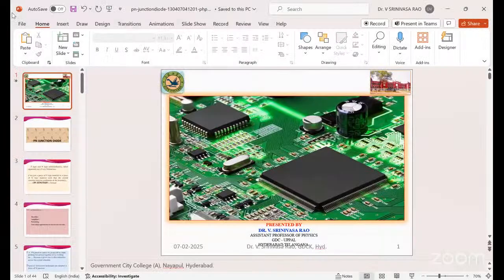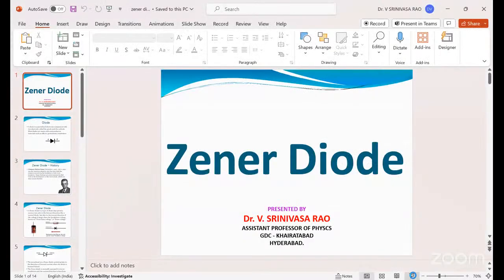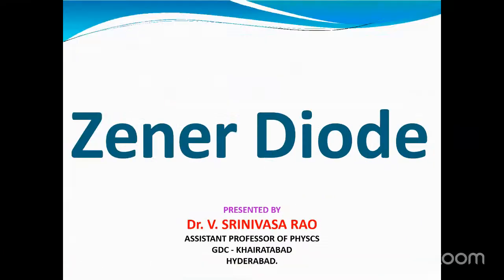So this is about the PN junction diode. With respect to the applications, we have discussed what a PN junction diode is, what a half wave rectifier is, and what a full wave rectifier is. Next, another important one is the Zener diode. So this is the best example for the junction diode.